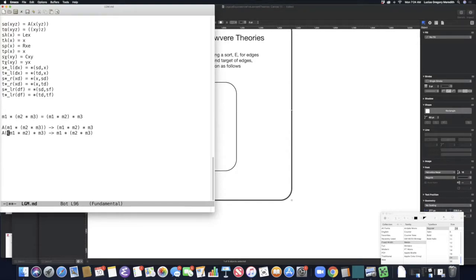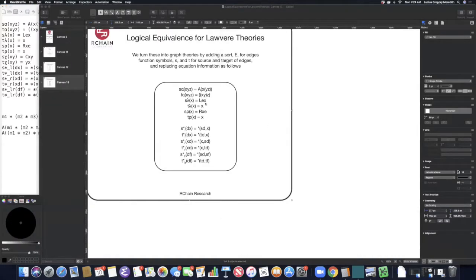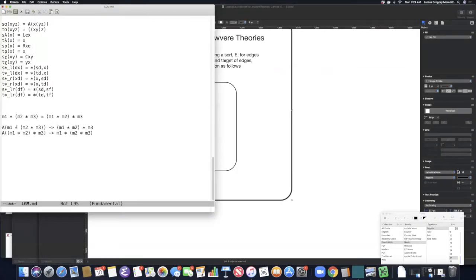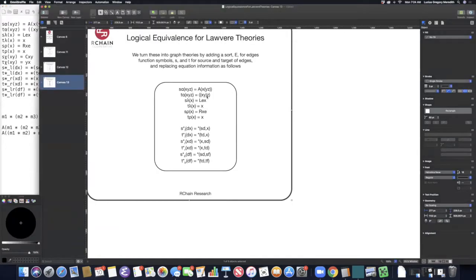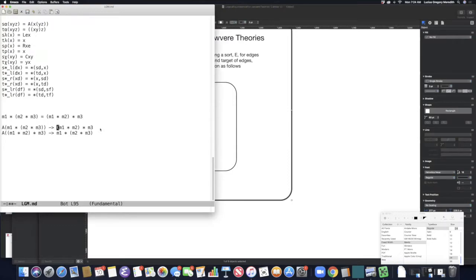So if I were to calculate the source of this arrow, it would be the left-hand side. And the target of this arrow would be the right-hand side. So let's look. The source of the arrow is A of X, Y, Z, that is, A of M1 times M2 times M3. So X is equal to M1, Y is equal to M2, and Z is equal to M3. Does that make sense? Yes. Okay, great. And then the target is the reassociated one.